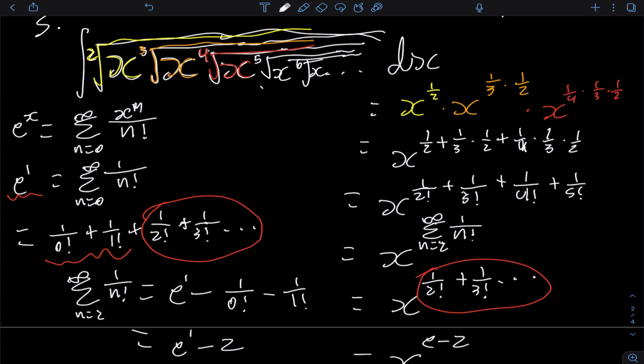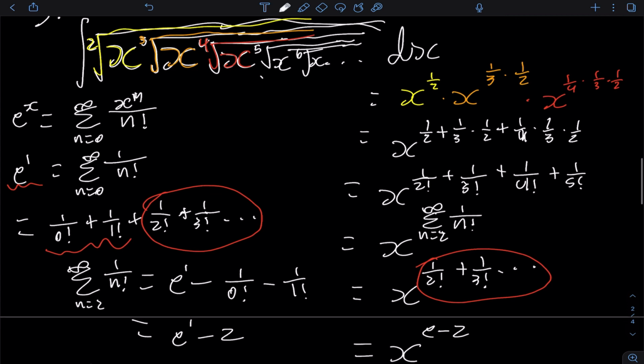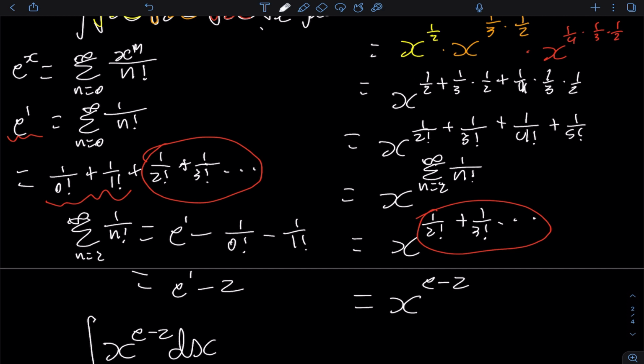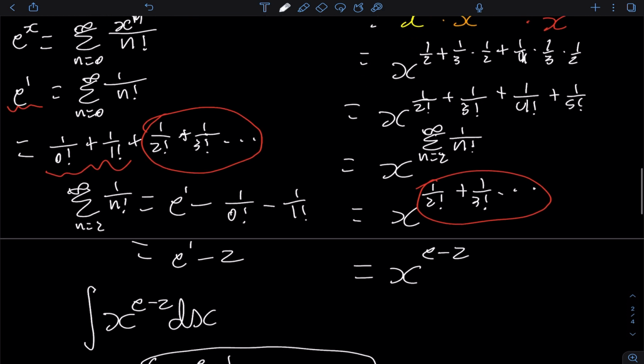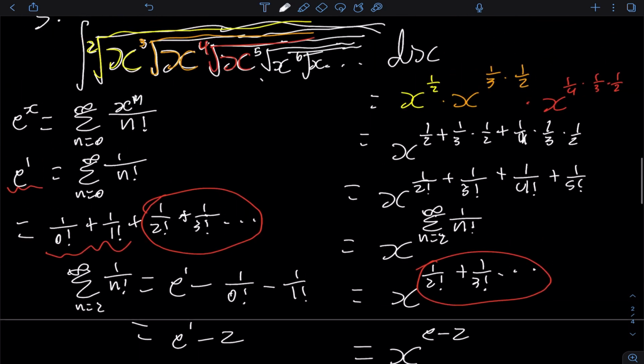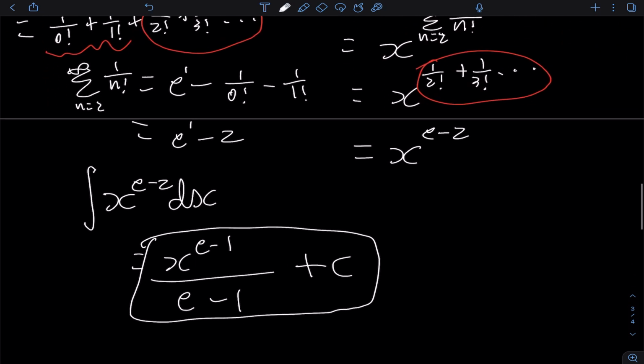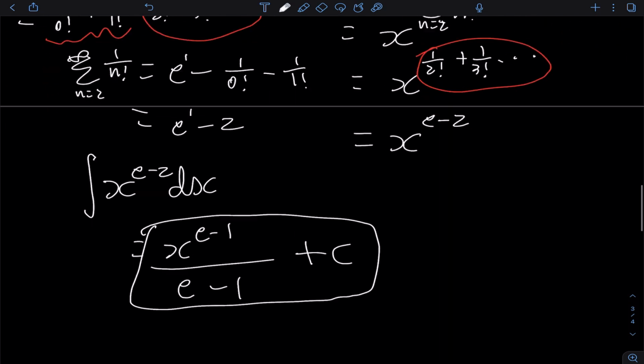However, we see that we're starting from n is 2, so then we have to subtract the first two terms, and the first two terms sum to be 2, so we get e minus 2. Therefore we have x to the e minus 2 to be what all of this converges to, which is super duper cool. So then we're just integrating that, and we have a simple power rule.